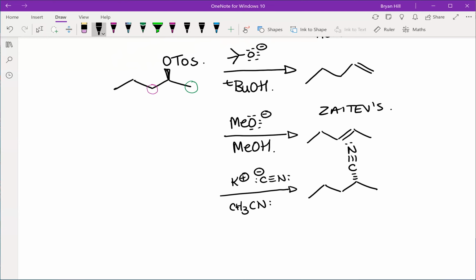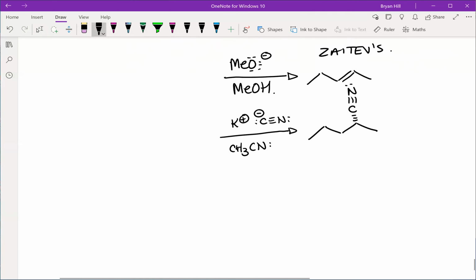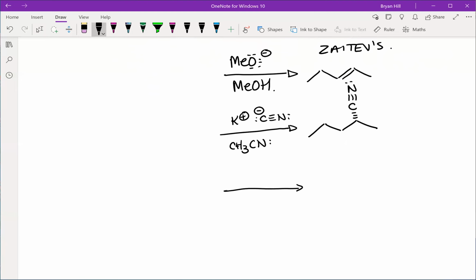Now, if we wanted to use oxygen as the nucleophile, probably the best choice would be using the carboxylate anion here, with sodium plus. And let's use DMSO as our solvent. Remember, this is aprotic. And this will give us inversion as well.